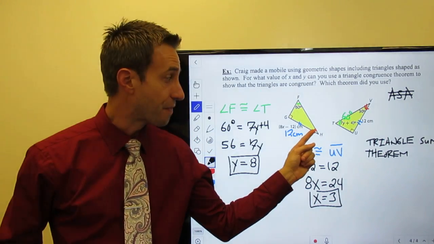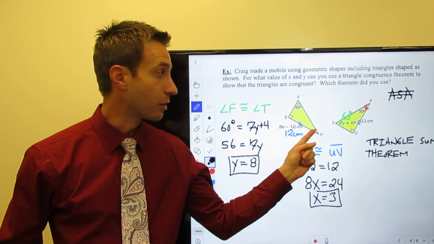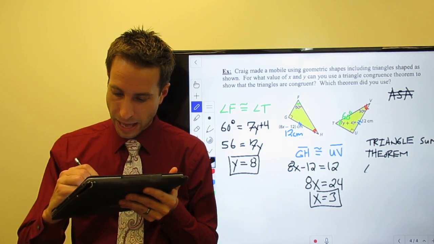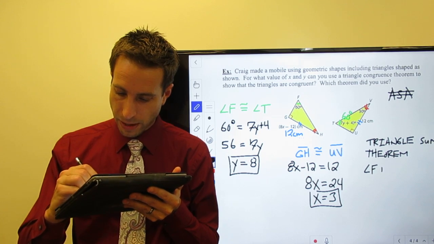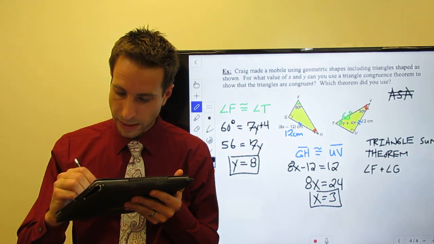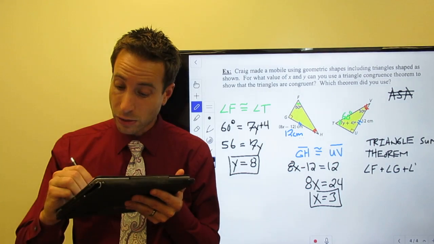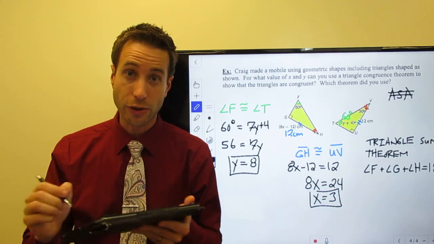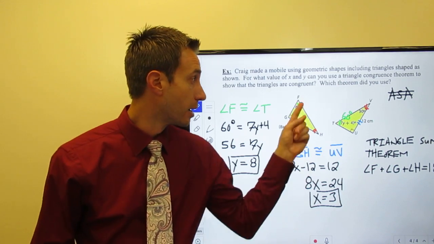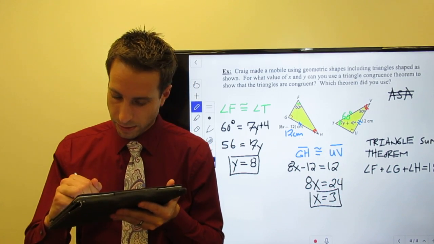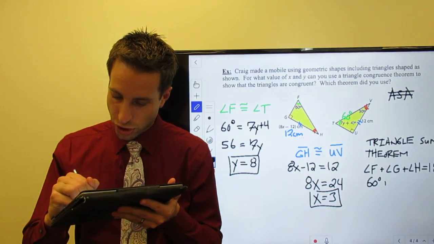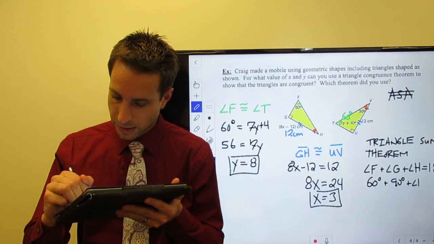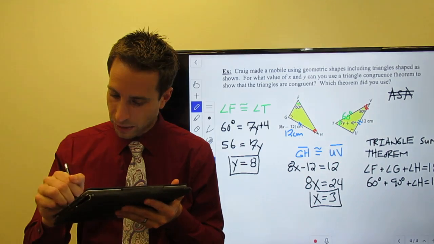I can go ahead and find the measure of angle H because I know the other two. Angle F plus angle G plus angle H must equal 180 degrees. Guys, plug and chug. F is 60. G is 90. Find angle H.